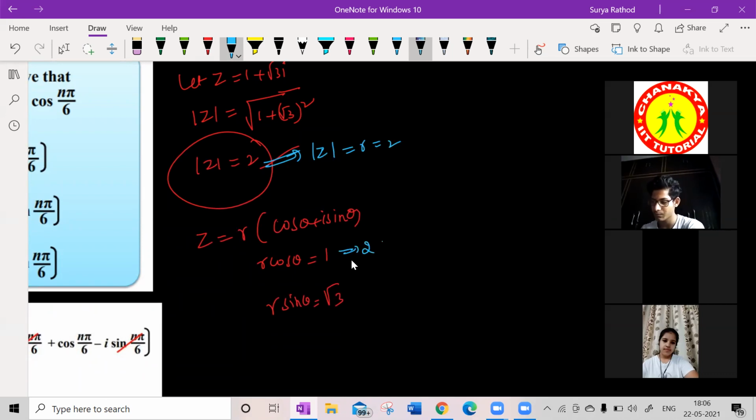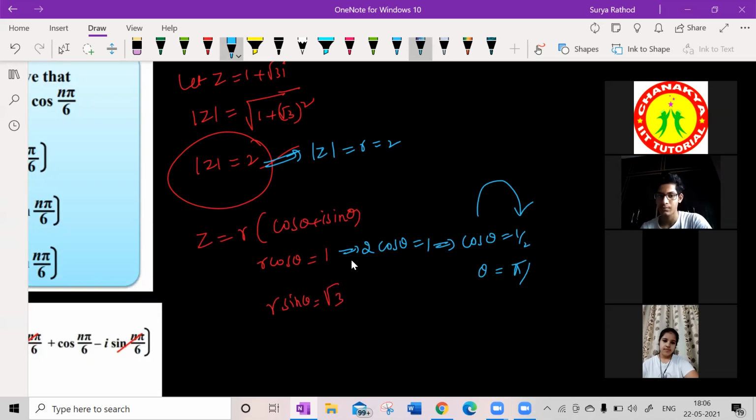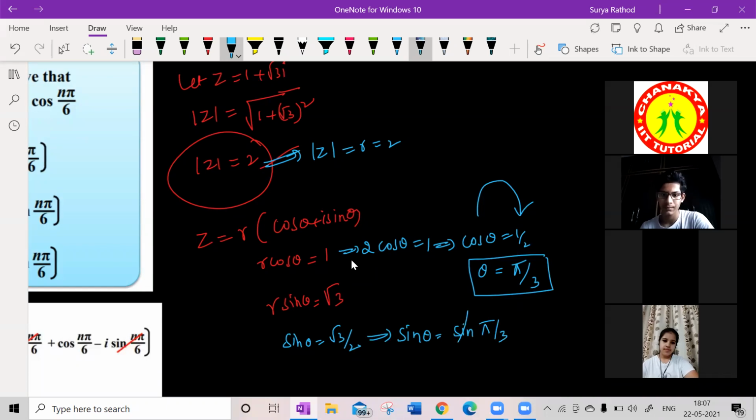So 2 cos theta equals 1, so cos theta is 1 by 2. Cos theta is 1 by 2 when theta is pi by 3, that is cos 60. Now sin theta: r is 2, so sin theta is root 3 by 2. Root 3 by 2 is sin 60. So theta is again pi by 3.